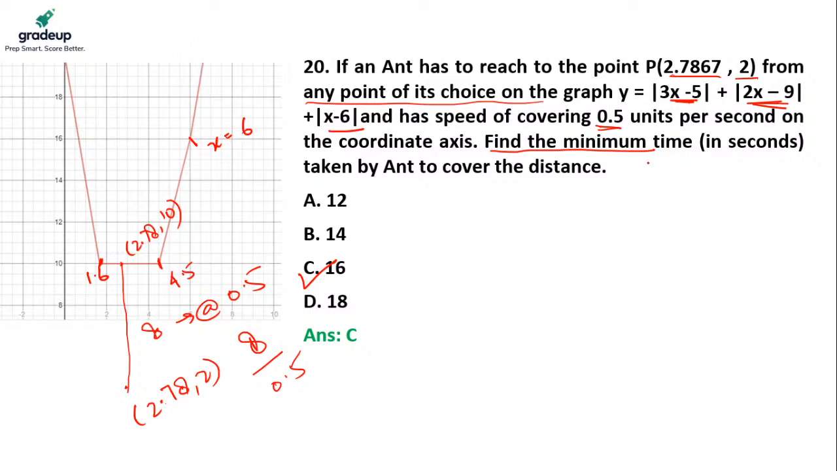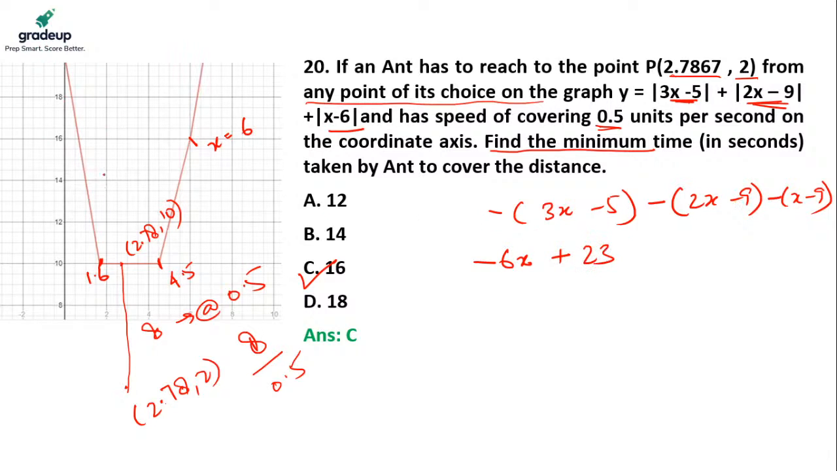And if all these functions are negative and we have a mod to convert these negative numbers into positive, my function will become something like this, which is minus 6x plus 23. So if x is less than 1.6, my function is minus 6x plus 23.